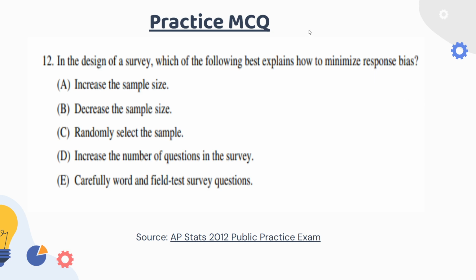So, practice MCQ, quickly. Can someone make a poll real quick? Just A, B, C, D, E. When you're designing a survey, which of the following best explains how to minimize response bias? I don't think this is too difficult. I think everyone should be on the same page here. Vote on Omer's poll.